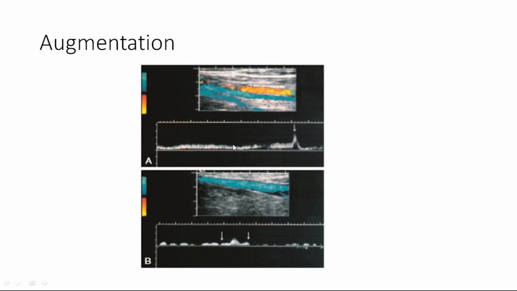Augmentation means that when we apply pressure and observe with spectral Doppler, with the application of pressure and sudden release, we can see a peak in the velocities. This is known as augmentation. When thrombus is present, as the flow is slow, sometimes we may see a sluggish increase in the peak, or an absent peak.